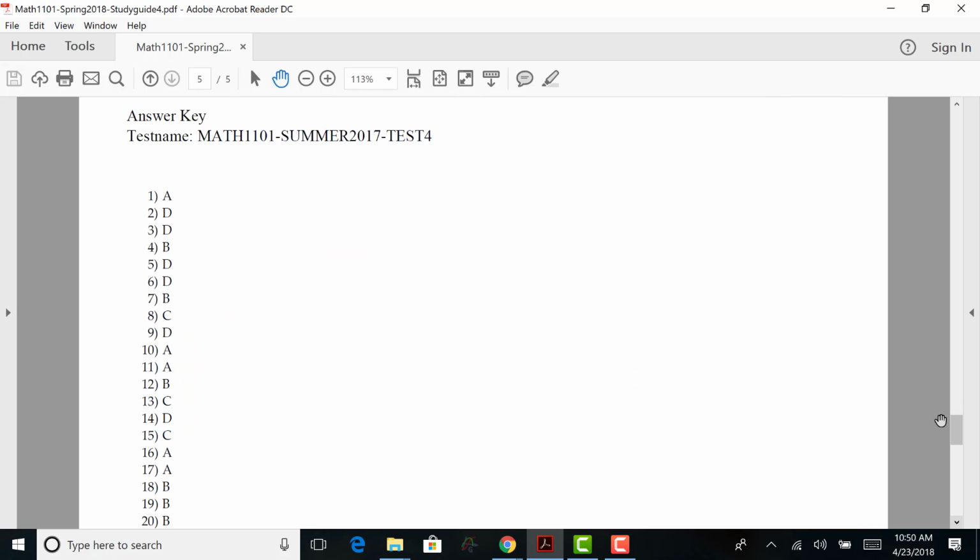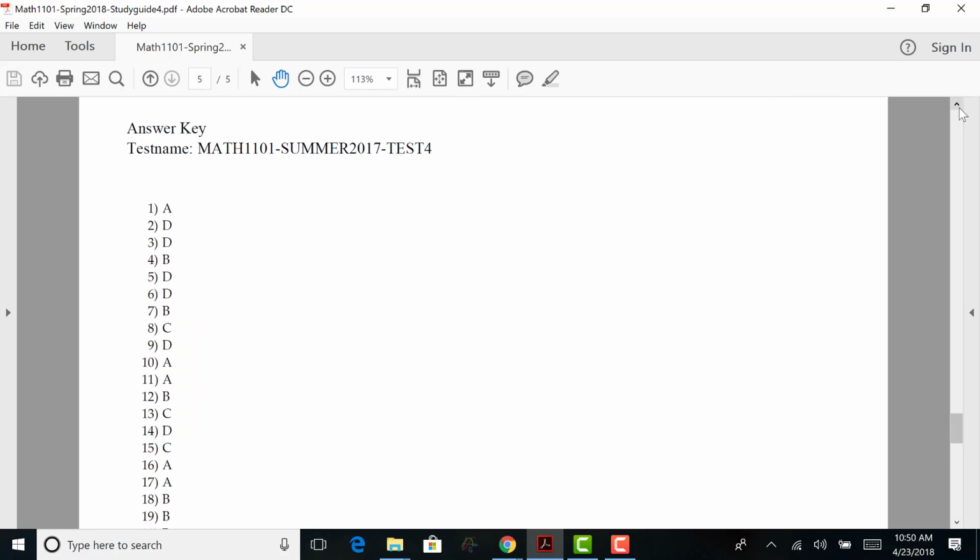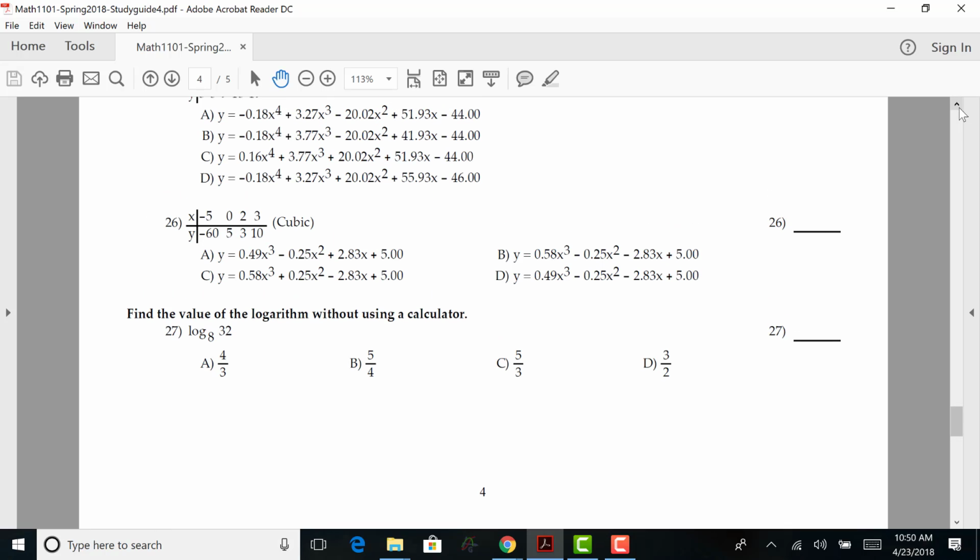And 27, whoops, I skipped 27. What did 27 say to do? All right, find the value of the log without using the calculator. It wants to know if you can do this without using the calculator. Here's what it's hoping that you remember. Last part, this is base 8 of 32. Can I rewrite 32? Yes, I can.